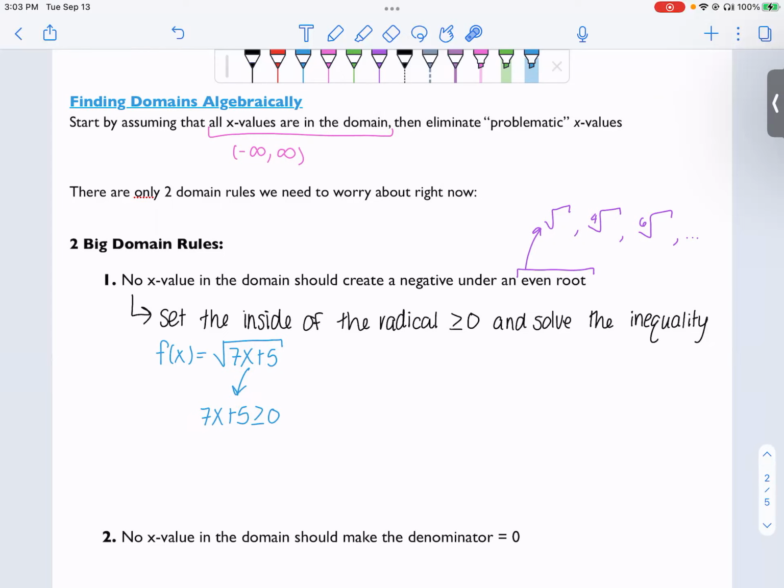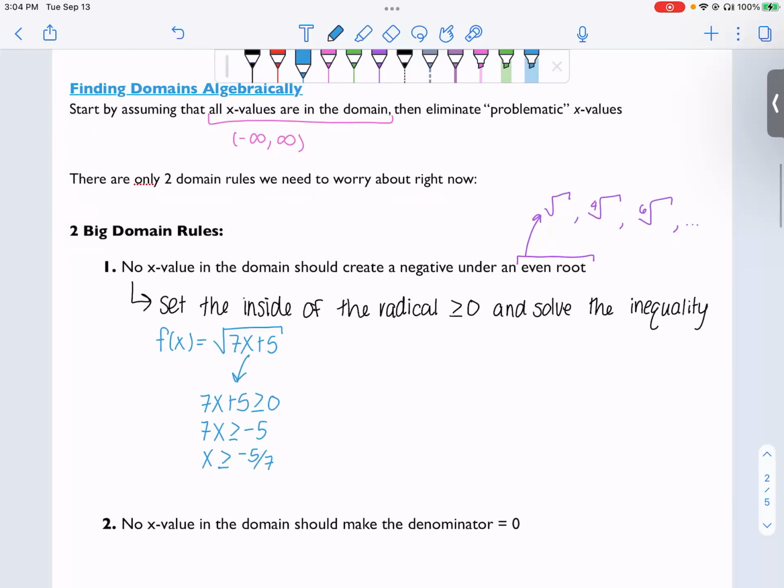And then we solve this inequality. So we would subtract 5 off both sides. You would get 7x is greater than or equal to negative 5. Then we would divide both sides by 7. We get x is greater than or equal to negative 5 over 7. This means that I can plug in any number greater than or equal to negative 5 over 7 to this function and not run into any problems.